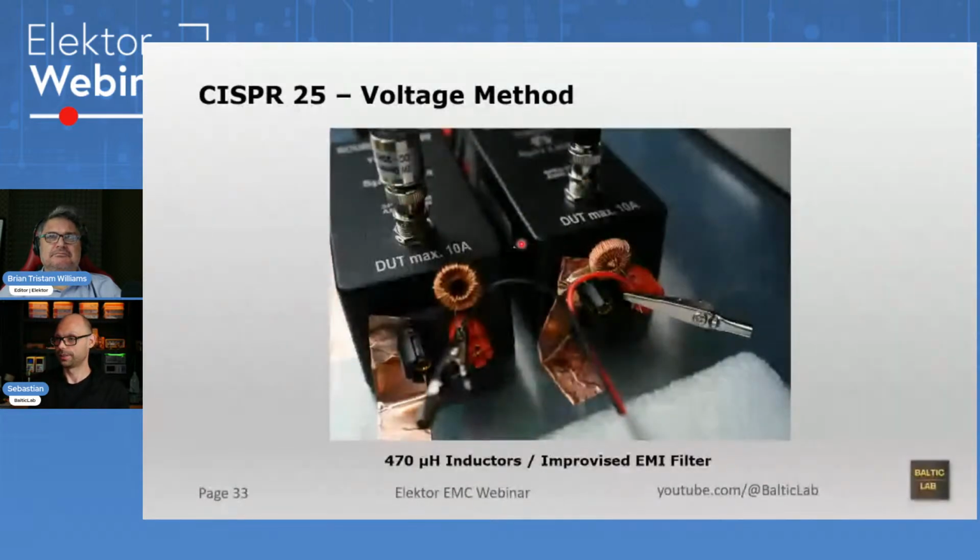So, the KISS principle. Keep it simple, stupid. Two inductors. They are 470 microhenry inductors. And just for simplicity, I put them right in front of the LISNs. Of course, I could have hooked them up at the input terminals of the equipment under test. And that's, of course, where you would place them if you were to redesign an equipment under test. But just for this purpose, I put them right here.